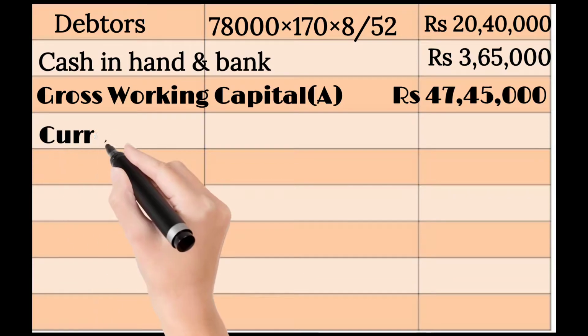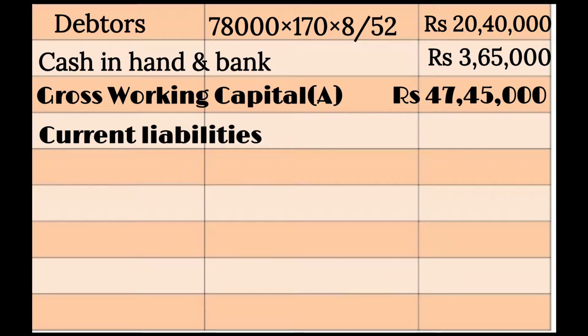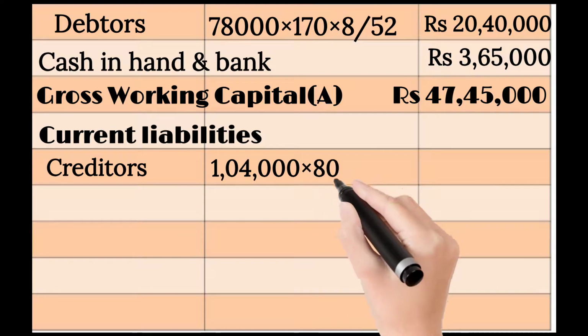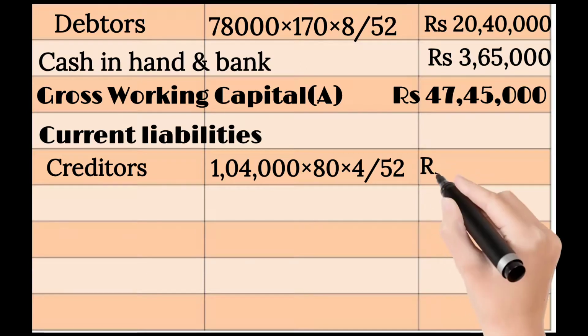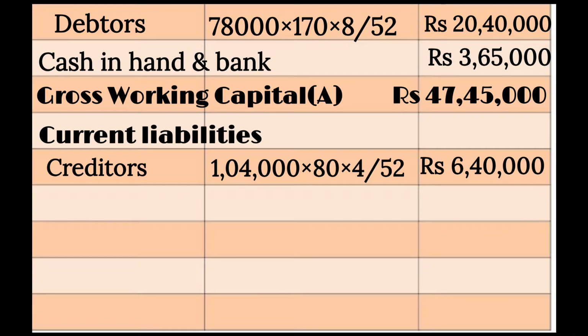Now, current liabilities are those liabilities that a company is liable to pay within a year. So, the company is first liable to pay the creditors. Creditors are those from whom we have taken credit of supplies, that is the raw material, and the holding period or paying period of creditors is 1 month, which is equal to 4 weeks. So, for calculating the creditors, we consider the total production units of 1,04,000 into raw material cost per unit 80 into 4 divided by 52, which gives rise to rupees 6,40,000.